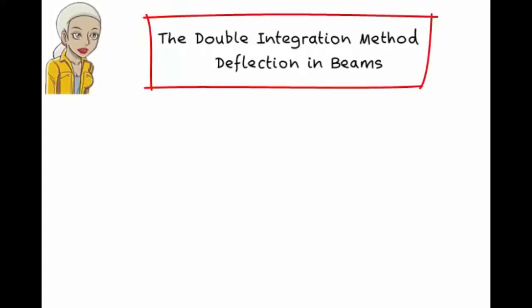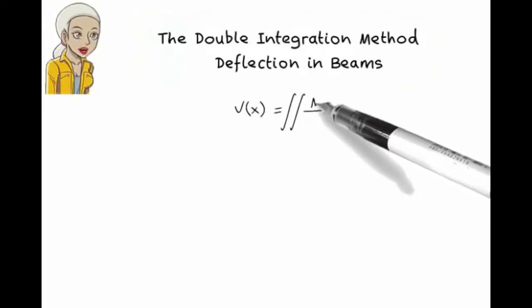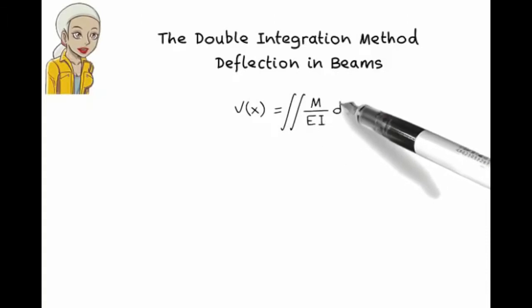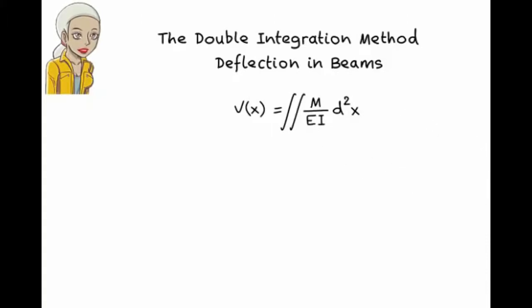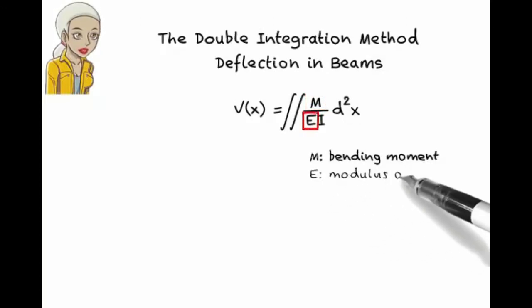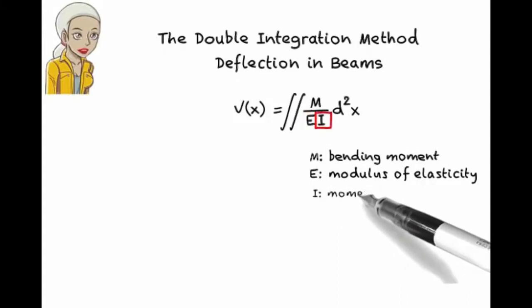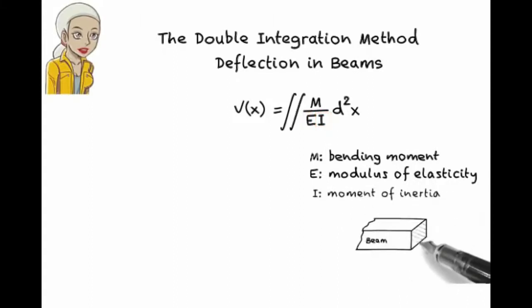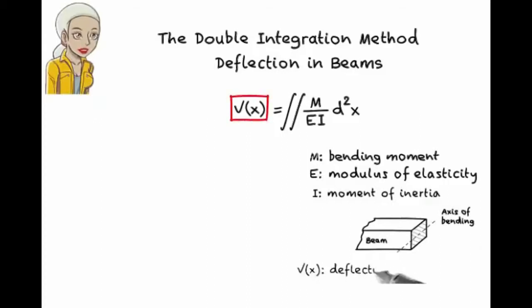The central equation in this method is deflection v equals the double integral of M over EI with respect to x. This means if we know the equation for the beam's bending moment, the modulus of elasticity of the beam's material, and the moment of inertia of the cross-section of the beam about the axis of bending, then we can write an algebraic equation for the beam's deflection.